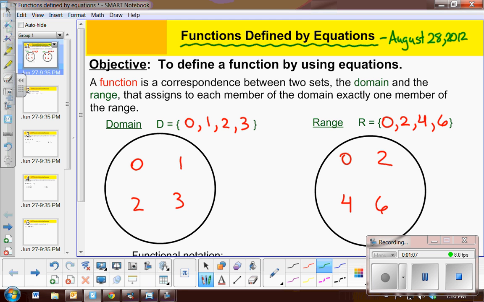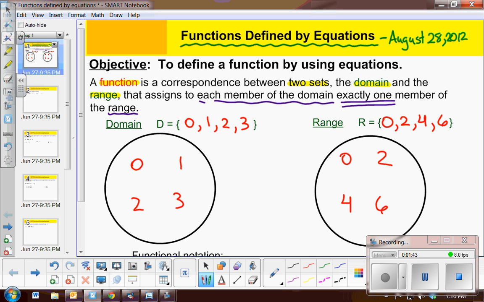So let's get started. First of all, let's talk about some key vocabulary. A function is a correspondence between two sets. Remember, a function is when each input value has exactly one and only one output. In a function, the two sets are the domain, which represents the x values, and the range. We assign each member of the domain to exactly one member of the range.